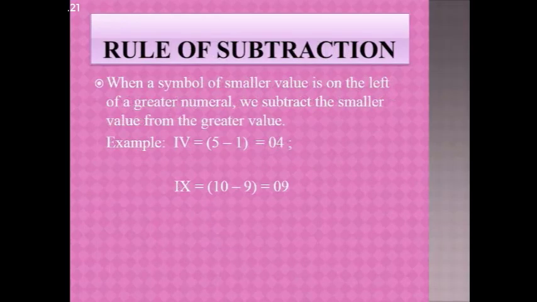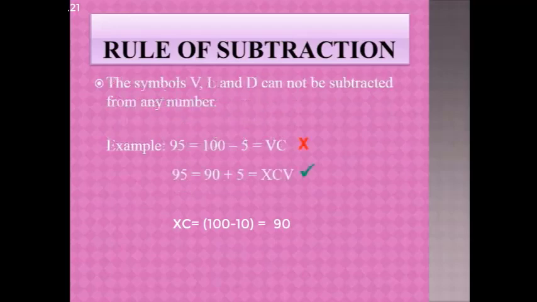Then comes the third rule, rule of subtraction. If a symbol of smaller value is to the left of a symbol of higher value, we subtract the smaller value from the higher value. For example, XC. X is equal to 10 and C is equal to 100. If X is written before C, we will subtract 10 from 100, which will be equal to 90, which means that the value of XC is 90.